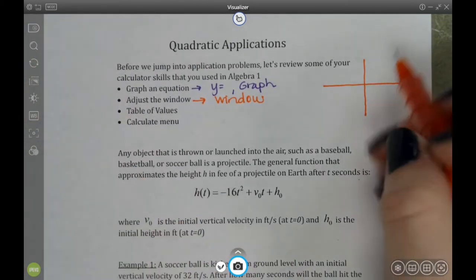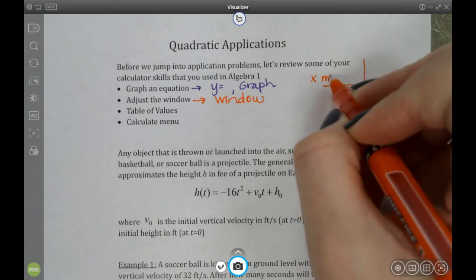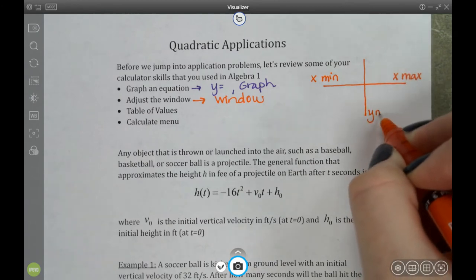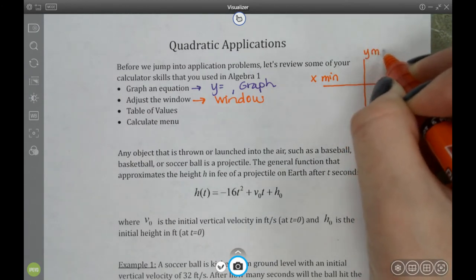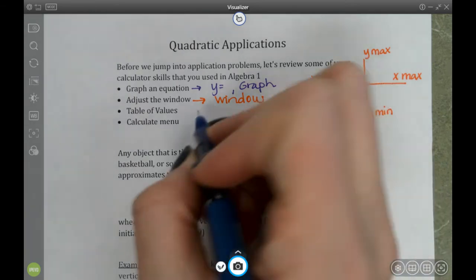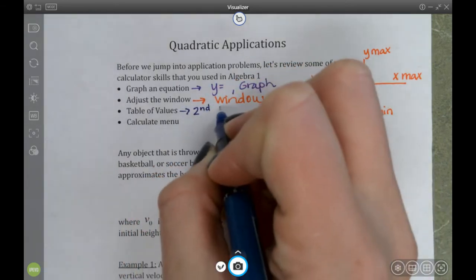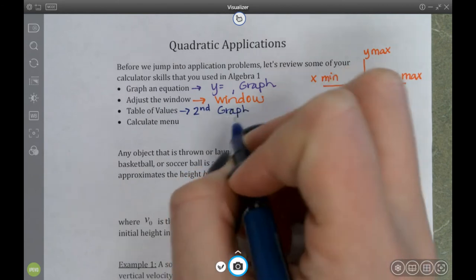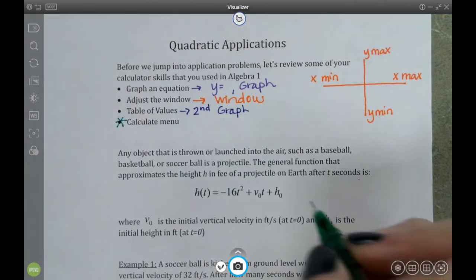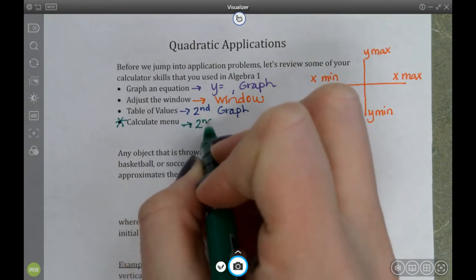And then as a reminder, over here is your X minimum. To the right is your x max. Bottom is the y minimum, and the top is the y max. To look at the table of values for your graph, you do second graph. And then probably most important today is the calculate menu, which is found at second trace.